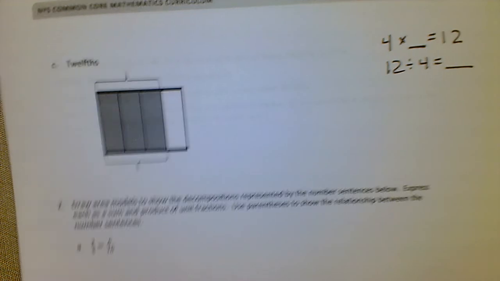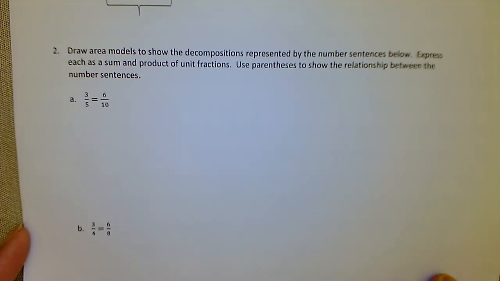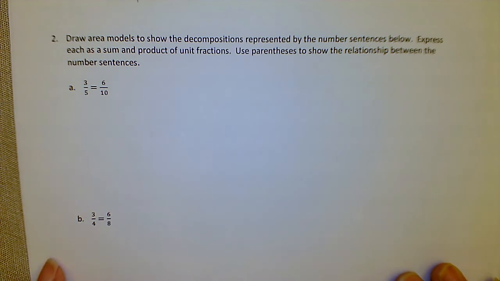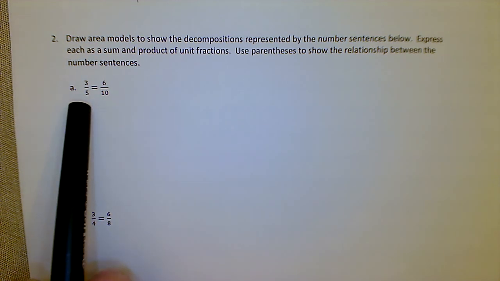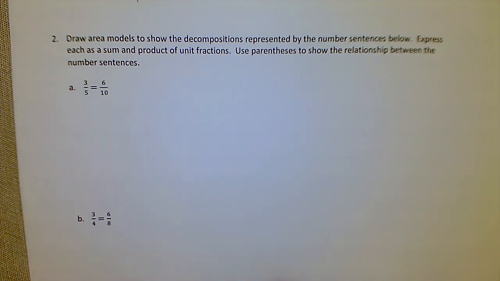All right, let's take a look at problem number 2. So problem number 2 is basically going to be a very similar problem, except for we are going to be drawing the area models ourselves, or drawing the models ourselves. Okay, so let's take a look at this problem. Now, like I said, it's basically going to be the same thing. We are going to be taking the original fraction, which is 3/5, and turning it into 6/10. And they were nice. They told us what we're doing already.